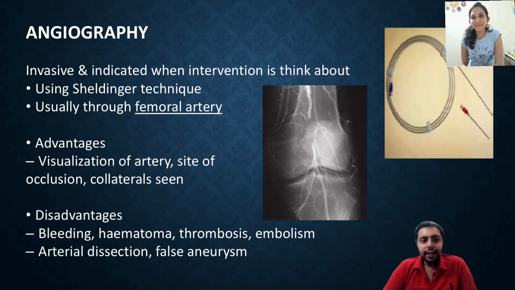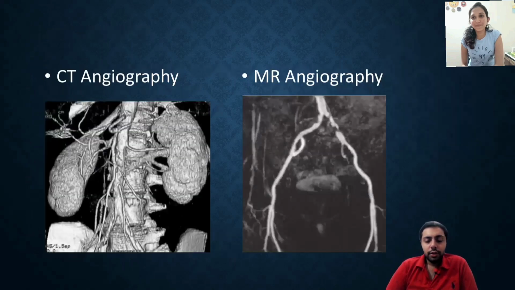Disadvantage is that as it's an invasive procedure, there will be bleeding, hematoma, thrombosis, embolism can occur, arterial dissection or false aneurysm can be seen. So you go to that area and just remove the clot or remove the thrombus. So yeah, these are the two images. If you are doing it in CT, it's a CT angiography. If you are using an MRI, it's an MRI angiography. In both, you put a dye, and that's why you can see the images. You put a dye and then you insert the probe.